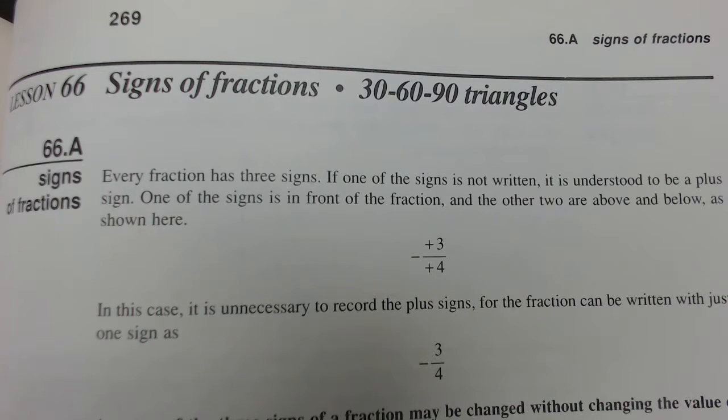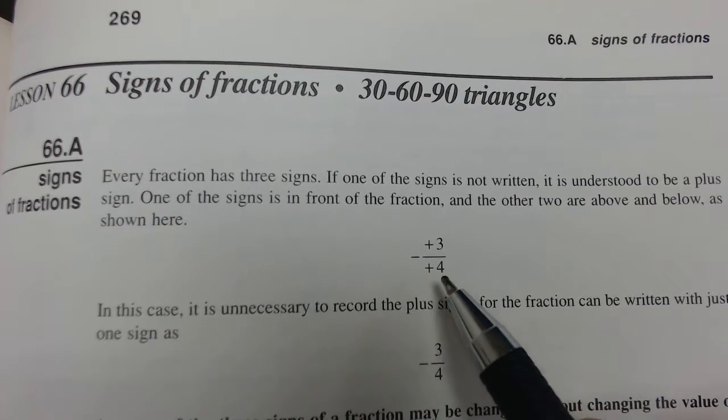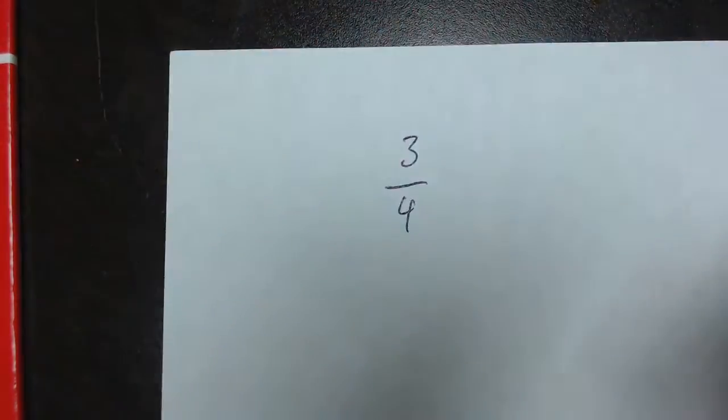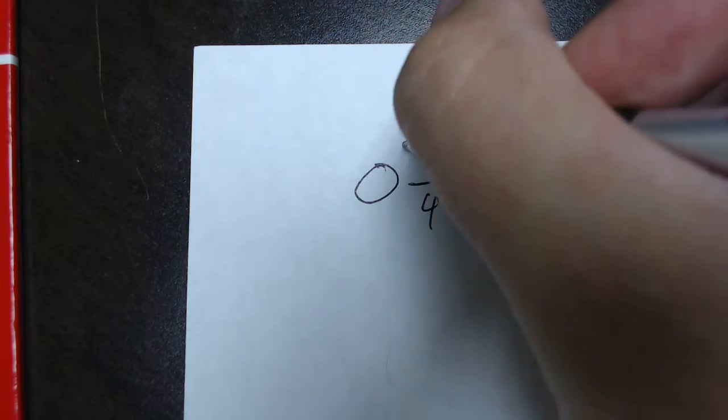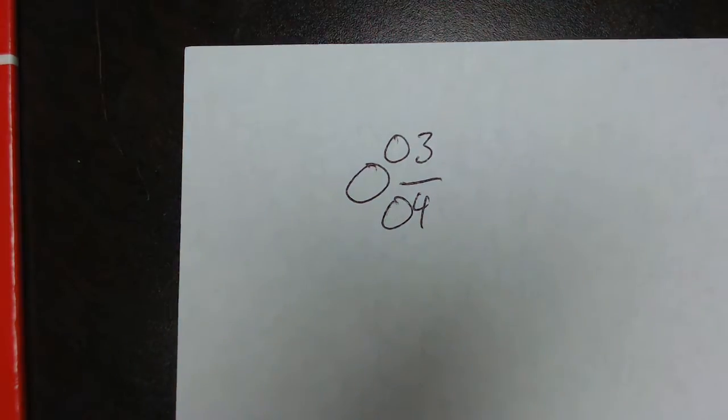Signs of fractions. So some of you may have noticed there are 3 locations where you can put a negative sign in a fraction. I'll go ahead and draw this. So if we have the fraction 3 over 4, like the one that they're demonstrating, we can either put a negative or a positive sign here, a negative or a positive here, and a negative or a positive here.